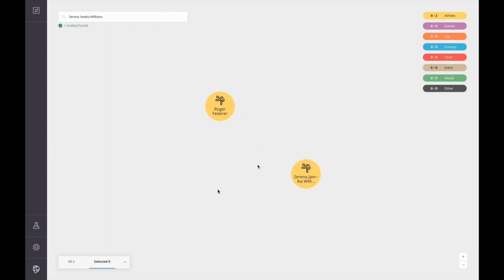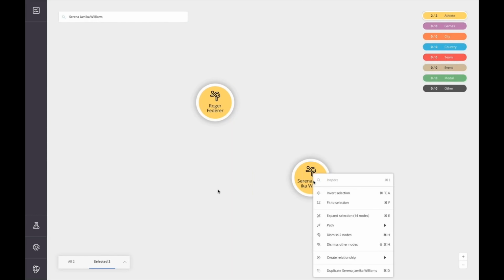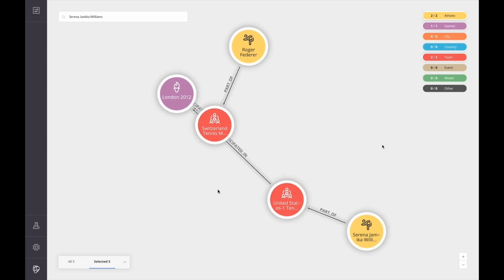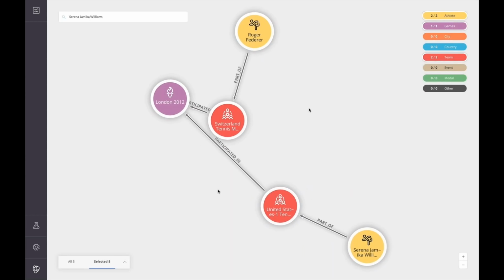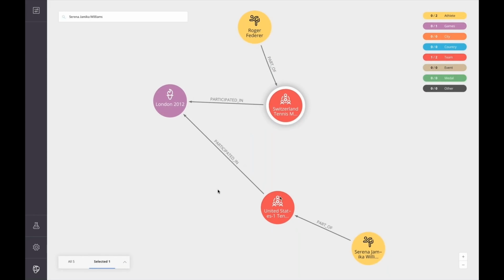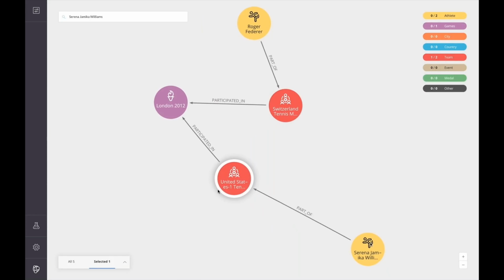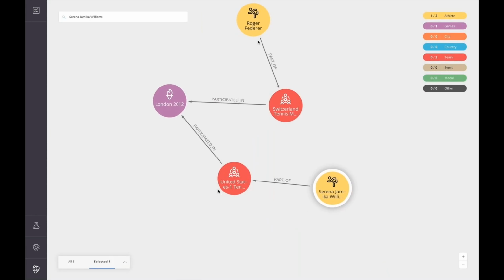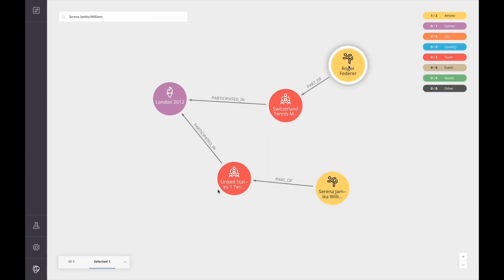And then now we have two of those nodes on the screen, right? We can select both of them, and then you basically get a right-click context menu where you can do many things. One of the things is to find the shortest path. And so in this case, you basically now end up with Roger Federer and Serena Williams connected through this path, where they both participated in the London 2012 Olympics. Roger Federer was representing Switzerland. Serena Williams was representing the United States.